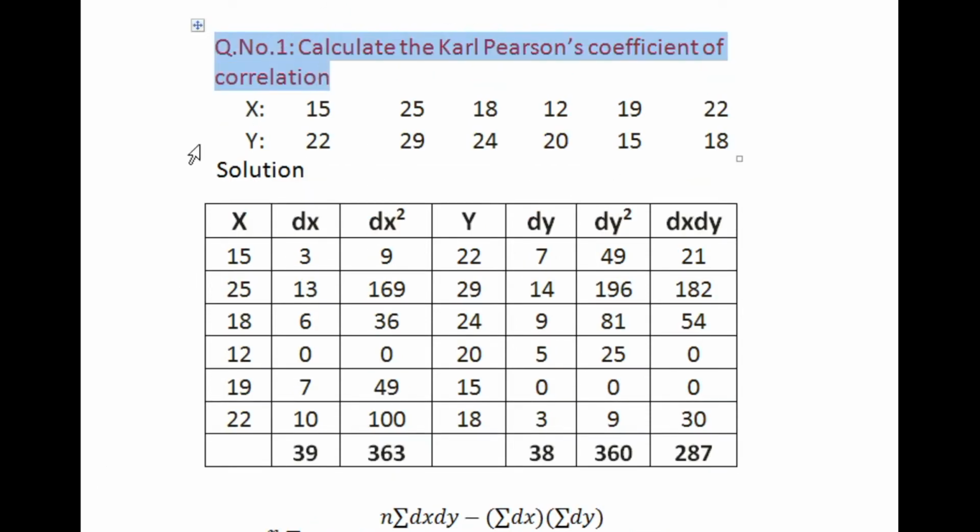The question is like this: calculate Karl Pearson's coefficient of correlation. The x numbers are 15 to 22 and the y numbers are 22 to 18. This is a bivariate distribution. So you cannot find correlation using only one variable. We need at least two variables to study the relationship between them, and that is correlation.